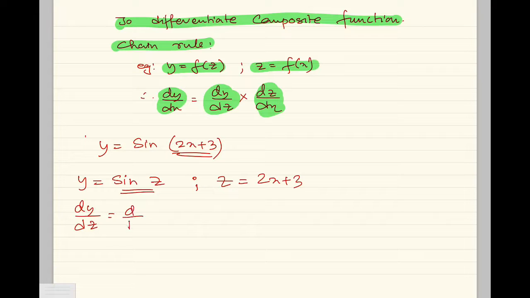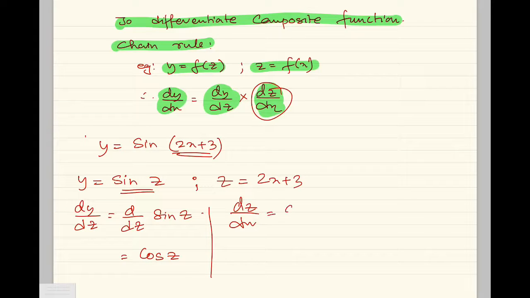It will be d dz of sine z. What is d dz of sine z, everyone? Everyone knows that's cos z by the standard derivative, correct? And what is dz by dx? Now they are asking us to find dz by dx. So it will be d dx of 2x plus 3. And how much is that? That's 2, because d dx of 2x is 2, 2 comes out and d dx of x is 1. So finally, what is dy by dx?